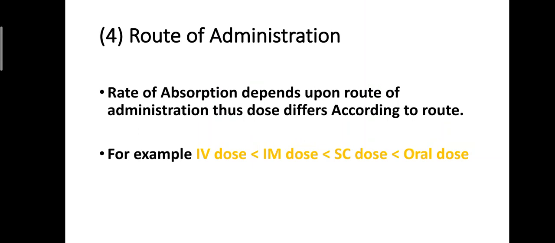Route of administration. The rate of absorption depends upon the route of administration, thus dose differs according to route. For example, an intravenous dose is small, then the intramuscular dose, then the subcutaneous dose, and then the oral dose. Means the oral route of administration requires a high dose, while the IV route requires a small dose.